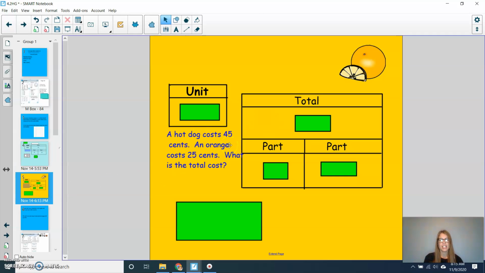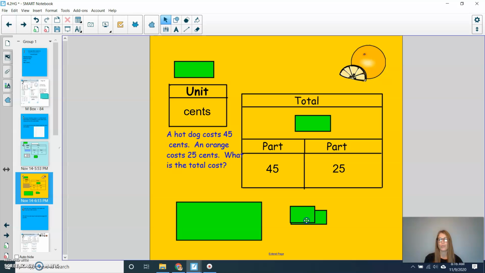A hot dog costs 45 cents, an orange costs 25 cents. What is the total cost? So again, my unit, I'm working with cents. So now, in my first part, I'm going to write down 45 because that's how much the hot dog cost, 45 cents. In the second part, I'm going to write down 25 cents. Now, second graders, can you try to solve 45 plus 25 using some of your different strategies? And then press play when you're ready to check the total.